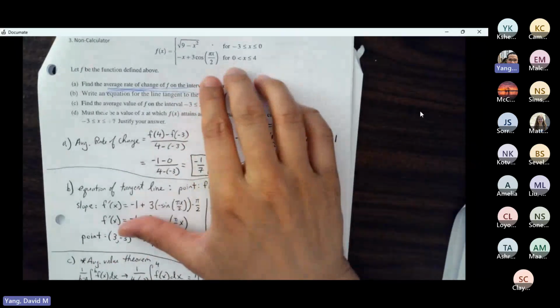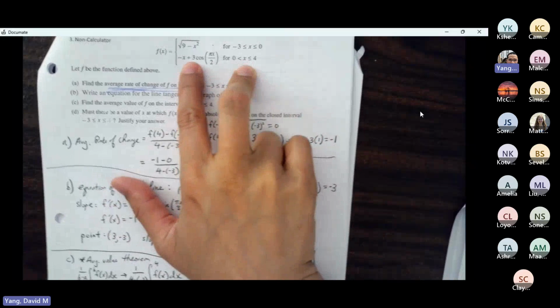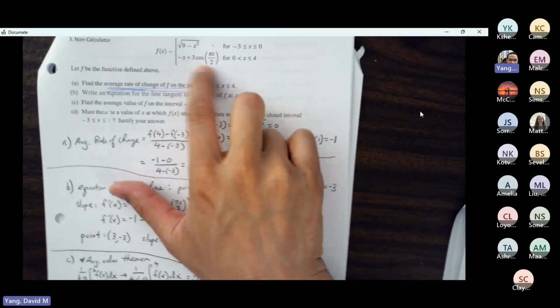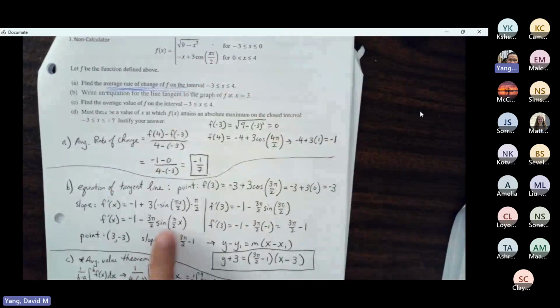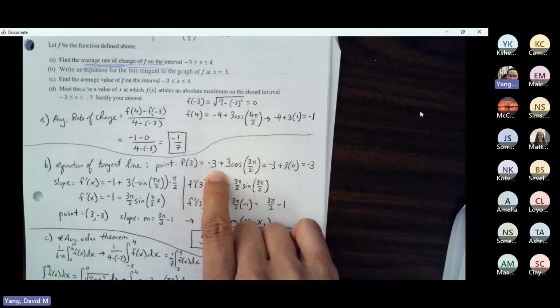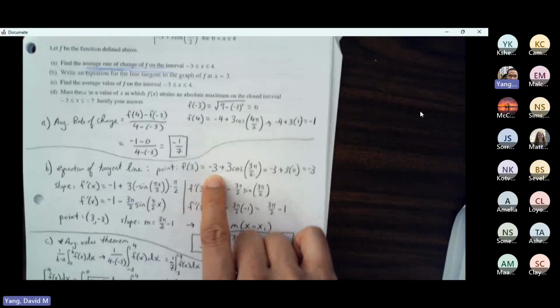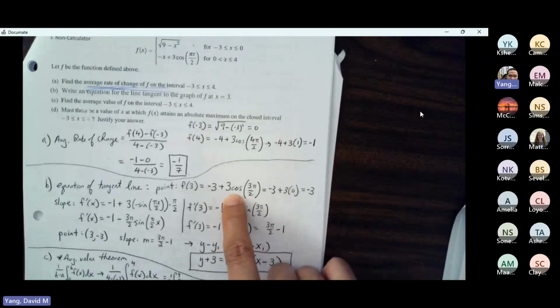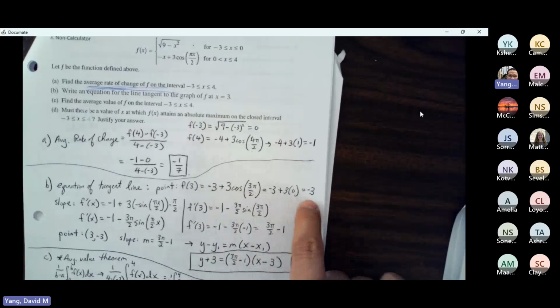So for the tangent line equation, we can plug 3 into the function to get the y value, and then we can find the derivative and find the slope at that point. Okay, so to find the ordered pair, plug 3 into the second piecewise function. And we get negative 3 plus 3 cosine of 3 pi over 2. Cosine of 3 pi over 2 is 0. So 3 times 0 is 0. 0 minus 3 is negative 3.